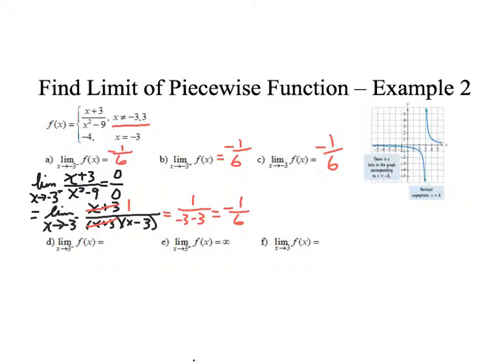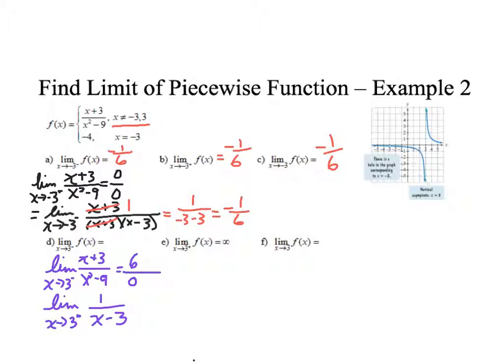And you can see that sort of makes sense if you look on the graph. It looks like the hole is just a little bit below the x-axis, so that negative 1/6 makes sense. So that's going to be where the x approaches negative 3, you actually do have a limit.